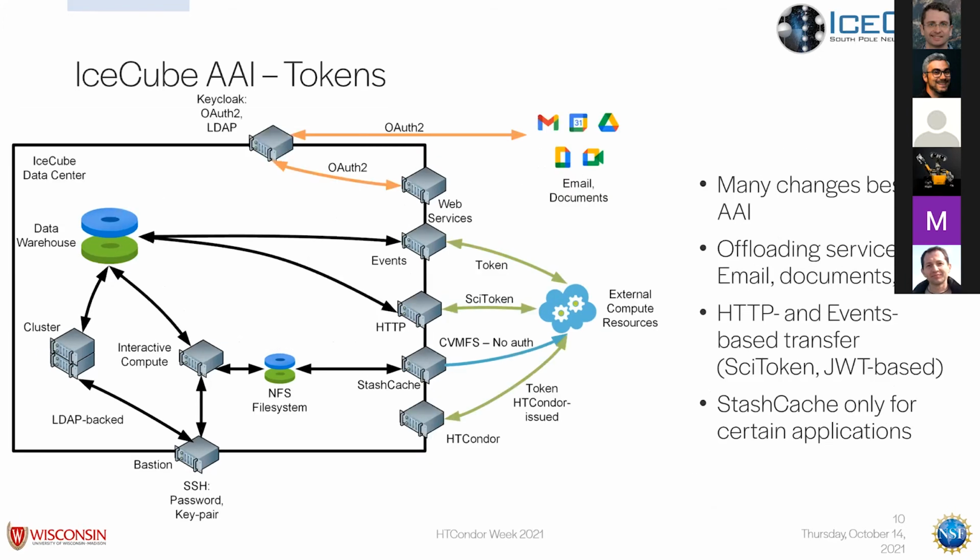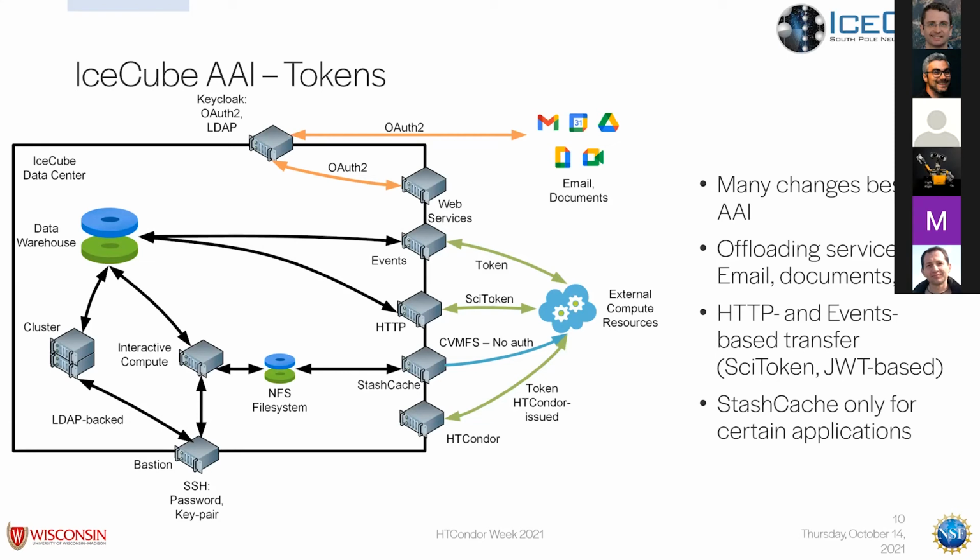So our plan is basically to replace most things with tokens. We're currently in the middle of doing many changes on the AAI side. The biggest one is that we're moving away from having everything LDAP-backed and moving everything into Keycloak as our identity store. That means it provides us with OAuth2 and token generation, OAuth2 features and a token authentication scheme that we can then use for our data transfer, but also for offloading services.